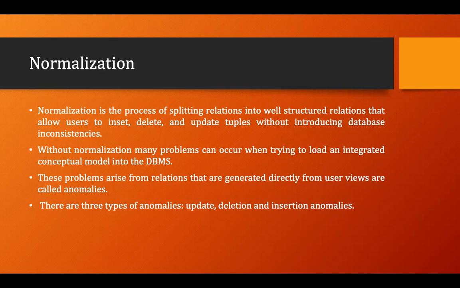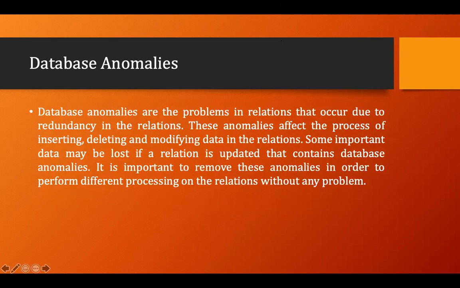There are three types of anomalies: updation anomaly, deletion anomaly, and insertion anomaly. It means at the time of updation we get some problem, at the time of deleting some tuple we get some problem, or at the time of insertion of data we get some problem. Those are called anomalies in the database management system.